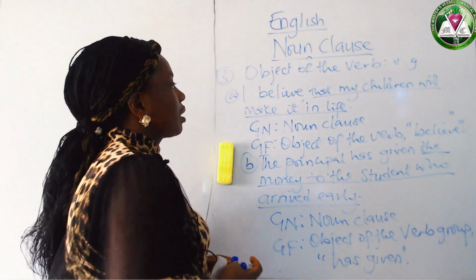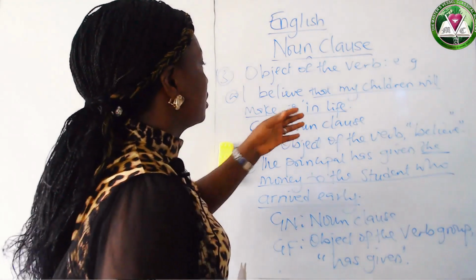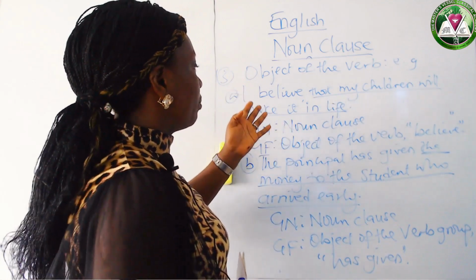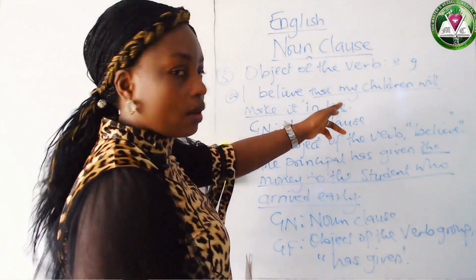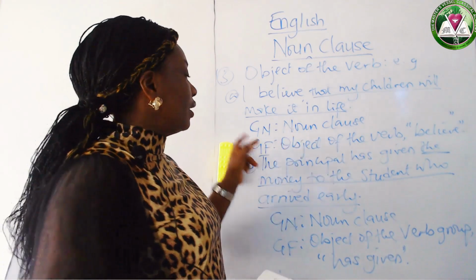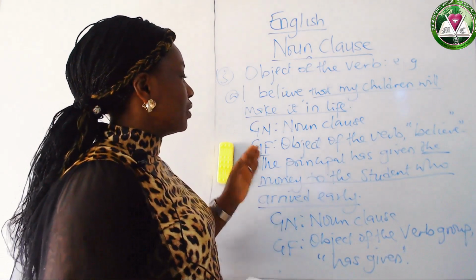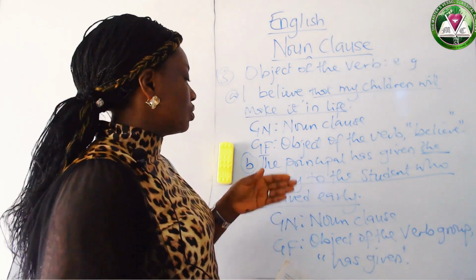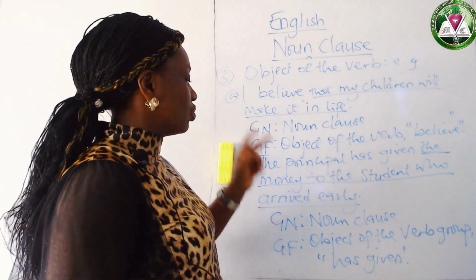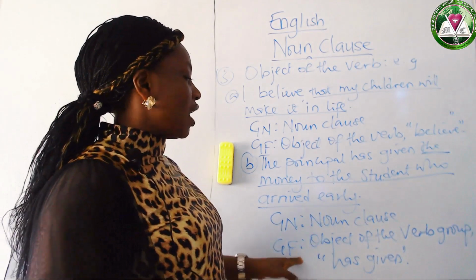Remember I said the object noun clause comes after the verb. It also functions as the object of the sentence, as you can see in the examples. So we have, I believe that my children will make it in life. What is my belief? What do I believe? That my children will make it in life. That's our noun clause. Okay. Now for the GN we say noun clause as usual. Then for GF we have object of the verb believe. The second example says the principal has given the money to the students who arrived early. Now what is our noun clause? The money to the students who arrived early, as underlined. Then GN we have noun clause. And GF we have object of the verb group.